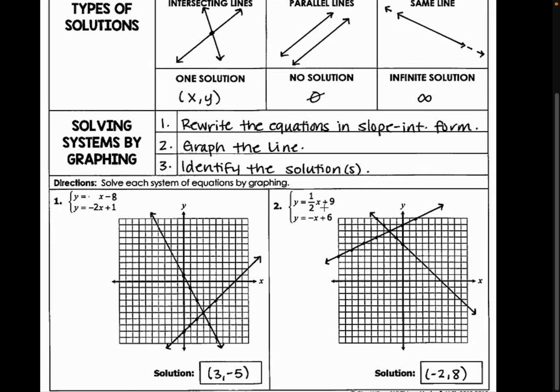We can also take a look at number 2. If we have the equation y equals 1/2 x plus 9, the y-intercept is 9, so we start at our y-intercept of 9. Our slope is 1/2, so we go up 1 over 2, and that's what that line looks like. For this one, if we start at the y-intercept of 6, our slope is negative 1. So instead of going up, we go down 1 over 1, and that's what the other line looks like. The solution is a point where those lines cross, so our solution on this one will be at negative 2, 8. And remember, we can plug those numbers into either one of these equations, and it should come out to be true.